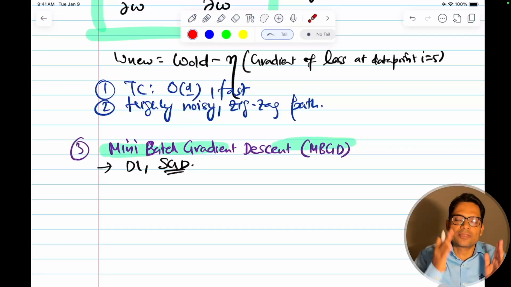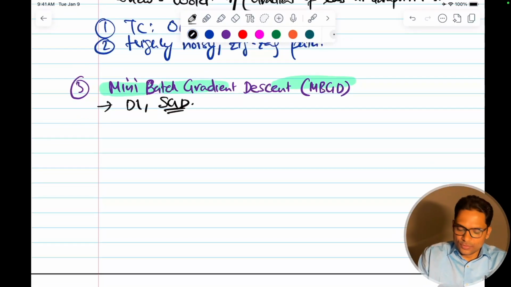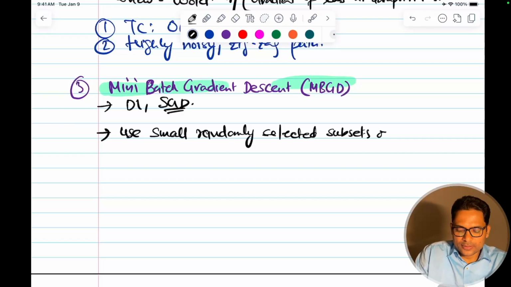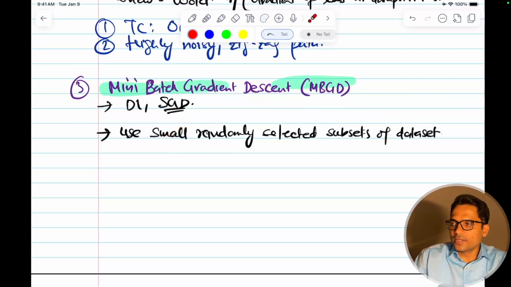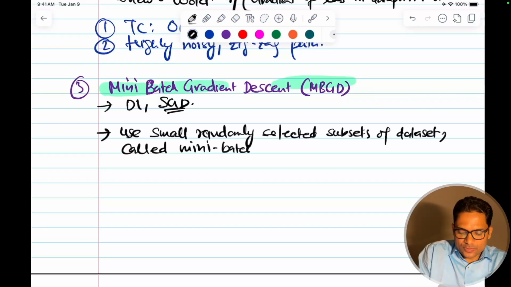I won't process all the millions of data points at once. So I take the middle path and use small randomly selected subsets of the data set only. So I'll use small data set subsets. This is called a mini batch, not a complete batch, but a small batch.